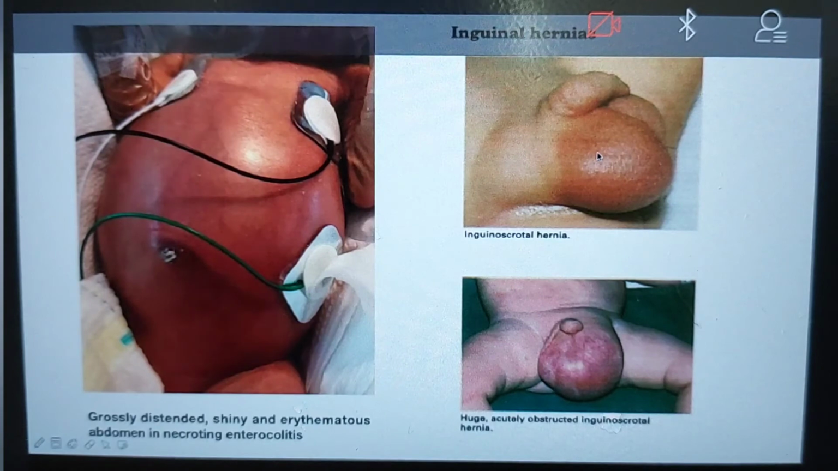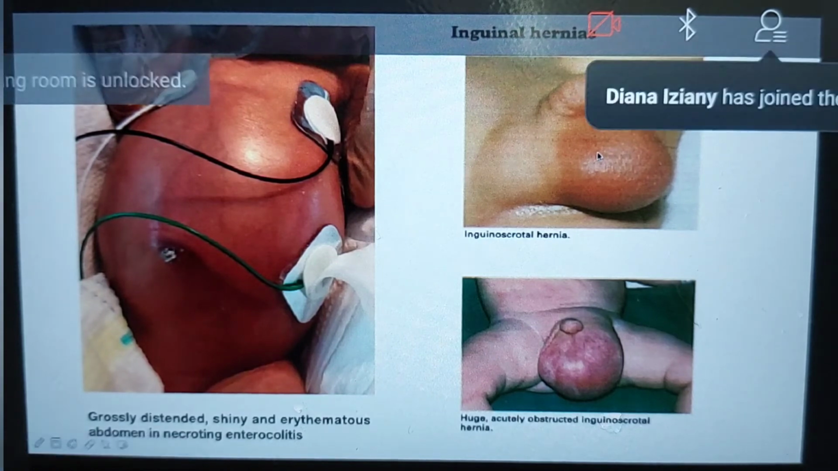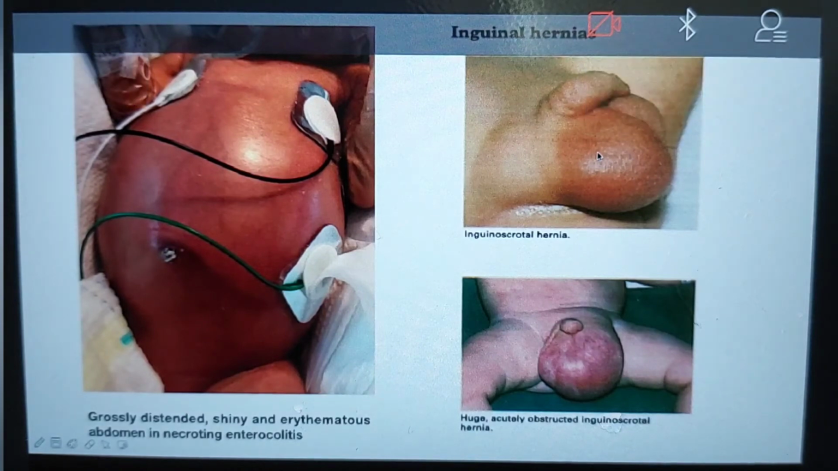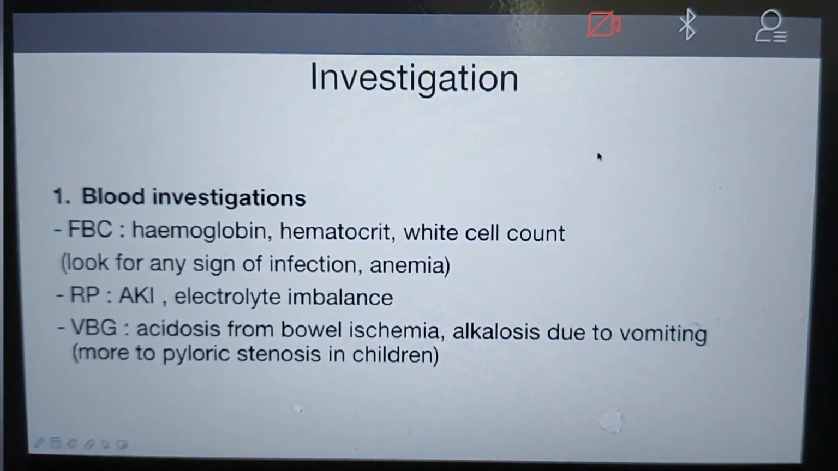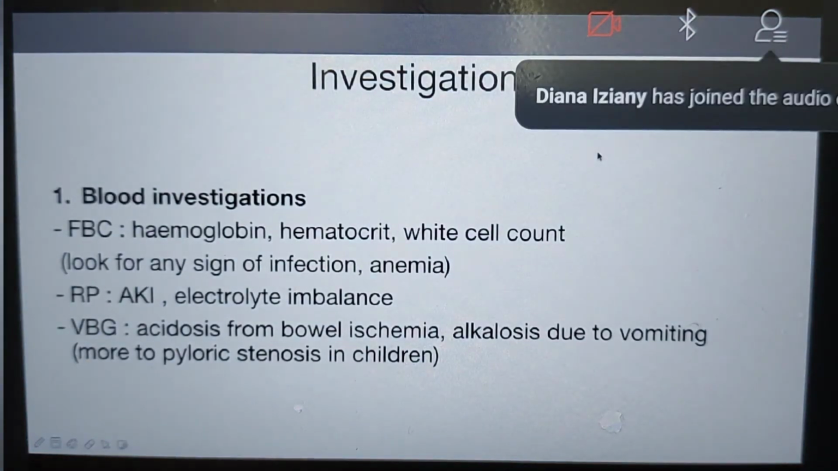Here is the NEC appearance on the left side: grossly distended, shiny, erythematous abdomen in necrotizing enterocolitis. That's the skin discoloration. On the right side is an inguinal scrotal hernia, a huge acutely obstructed inguinal scrotal hernia. That's how it looks. It can also cause obstruction, so we must investigate more.